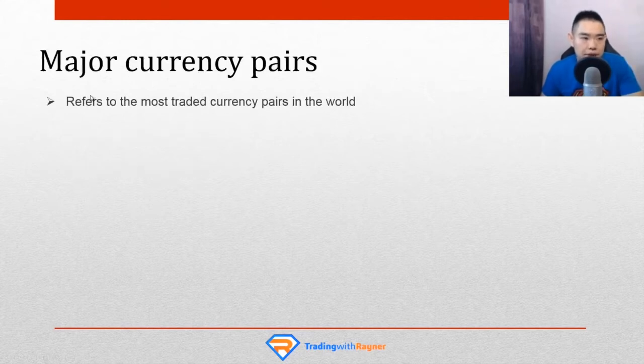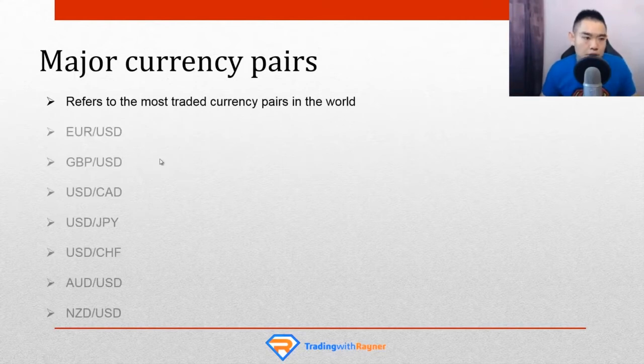Major currency pairs refer to the most traded currency pairs in the world. These are the 7 most traded currency pairs in the world. They're all dollar denominated, like the euro against the dollar, the pound against the dollar, dollar against the Canadian, etc. If you are new to Forex trading, these are the 7 currency pairs that you might want to consider trading first, because their transaction costs are usually lower due to lower spreads, and you get less slippage when trading these 7 most popular currency pairs. So these are the major currency pairs.